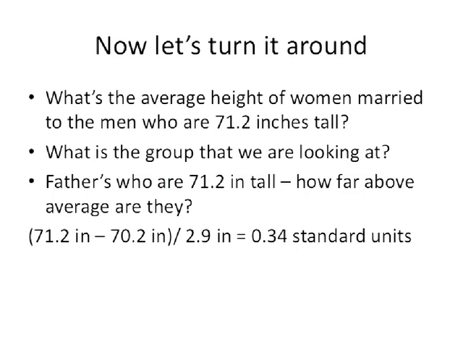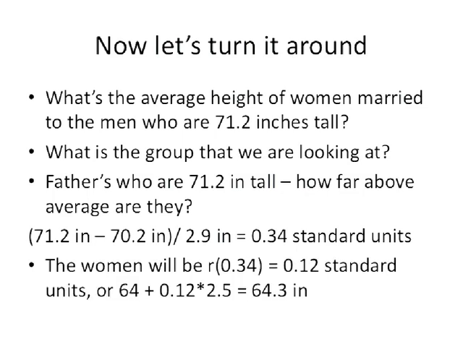So then we expect the mothers to be R times 0.34 above average, which is 0.12 above average. I'm doing the same kind of calculation. I say, okay, how far above average is the father? He's 1 inch, which is 0.34 standard units. So we expect the mothers to also be above average, but not that far above. That's, again, this regression effect.